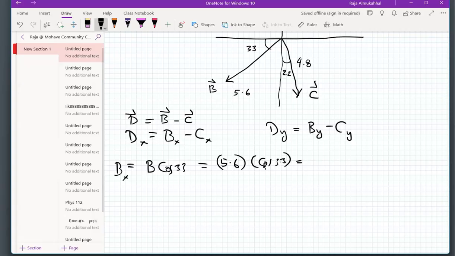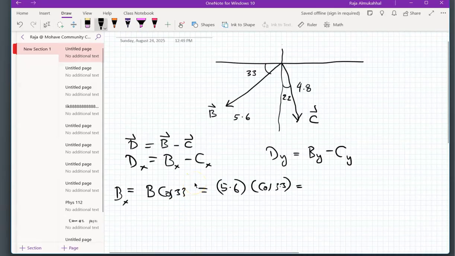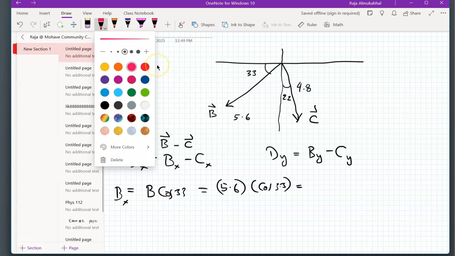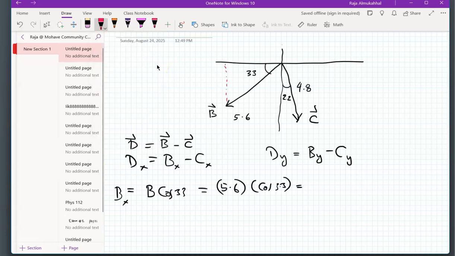Keep in mind, I forgot to mention one thing. Back to the graph here, let me change the color. Notice that B sub x is right here, and this is B sub y. Notice both of them are negative, right? So B sub x is on the negative side of the x-axis, and B sub y is below the x-axis. So both of them are negative. So I'm going to put a minus sign here. I want to be careful. And then the final answer in this case will be negative 4.7. You see what I'm saying?